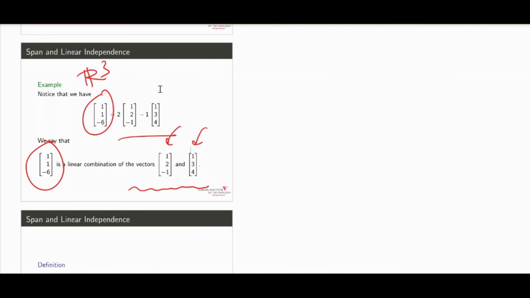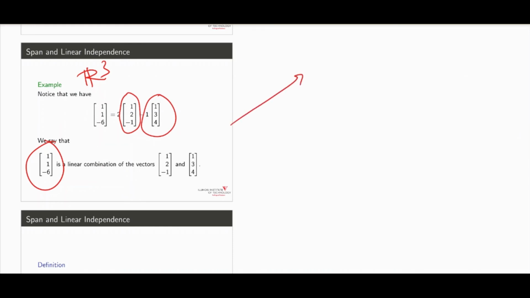What happened is that you have the vector 1, 1, negative 6, and you have to rescale these vectors so that the sum will equal that. Rescaling here means, for example, that you need to multiply this vector by 2, so you are extending its length by 2. And then you have to change the direction of this other vector. It is pointing like this originally, but you have to multiply it by a negative. So you are reversing its direction, but not changing its length, so that the sum of this will equal this.